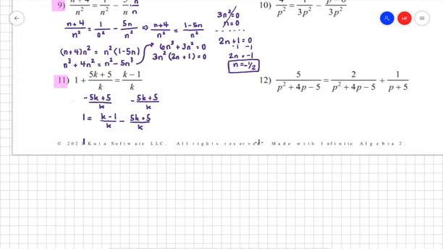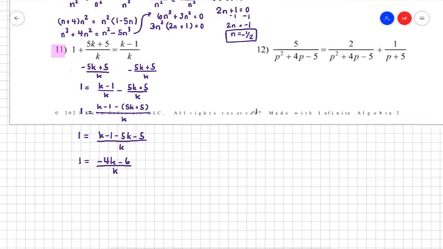So then I'm going to make that one single fraction, which is k minus 1 minus 5k plus 5 over k, which is k minus 1 minus 5k minus 5 over k, which is negative 4k minus 6 over k. So now I have something that I can solve.